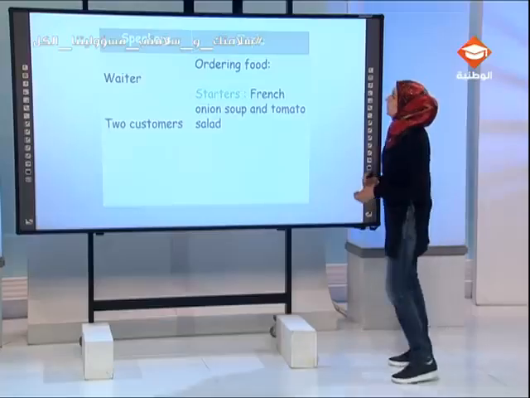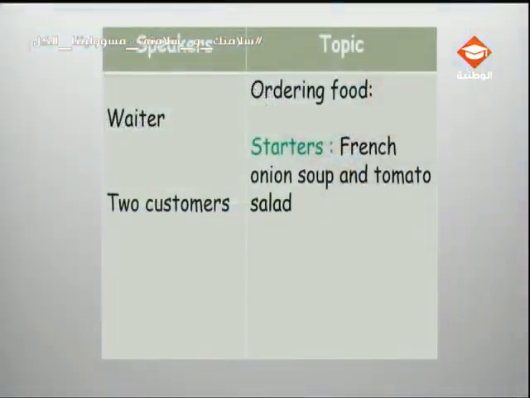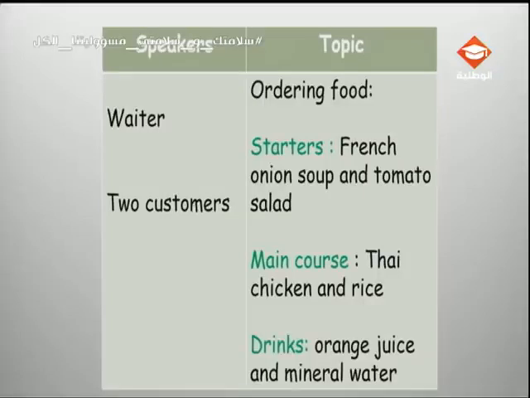So they ordered starters, 2 starters, French onion soup and tomato salad. As main course, they ordered Thai chicken, Thai like Thailand, chicken and rice, both of them. And for drinks, they ordered orange juice and mineral water for the woman. So they ordered a whole meal with the starter and the main course and the drink.